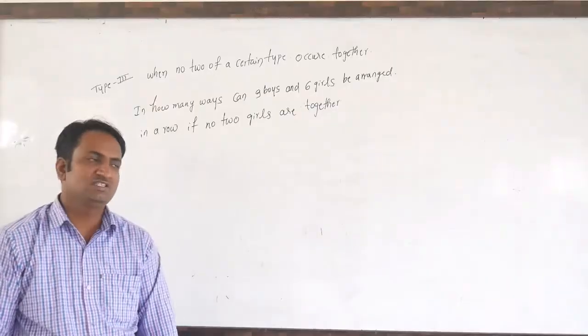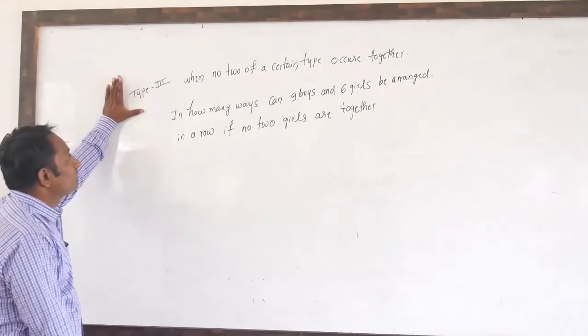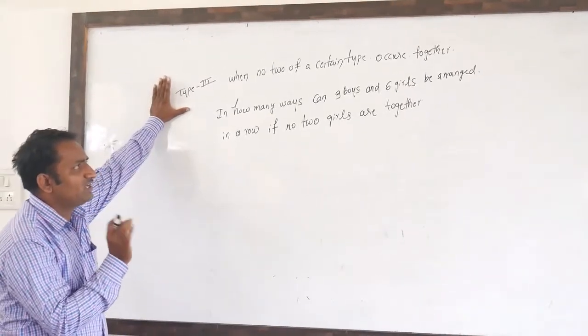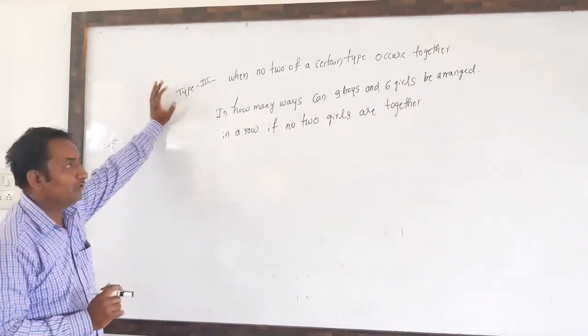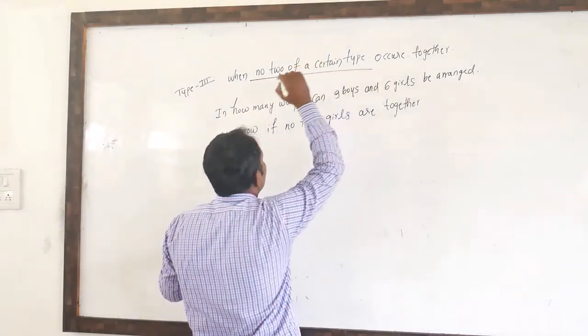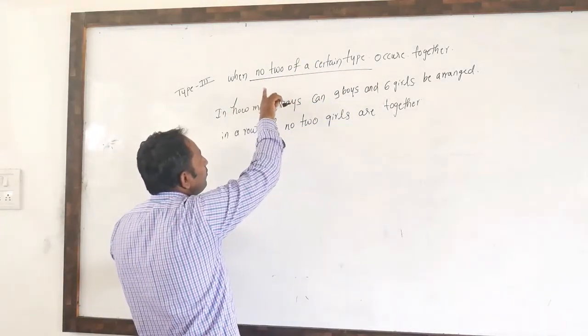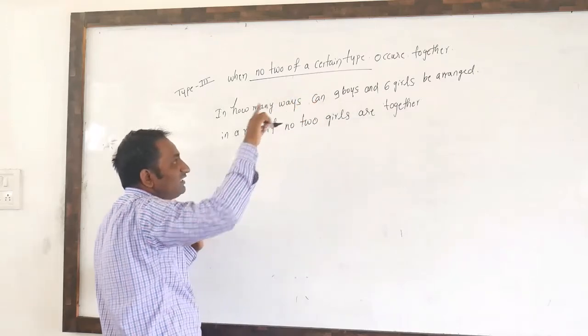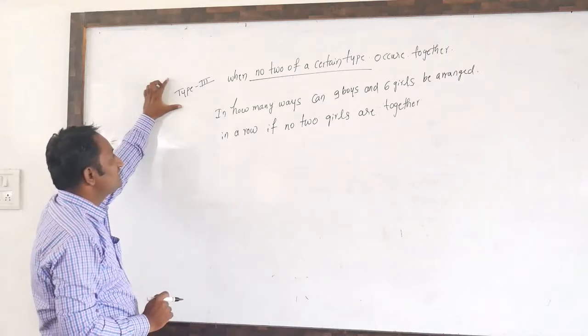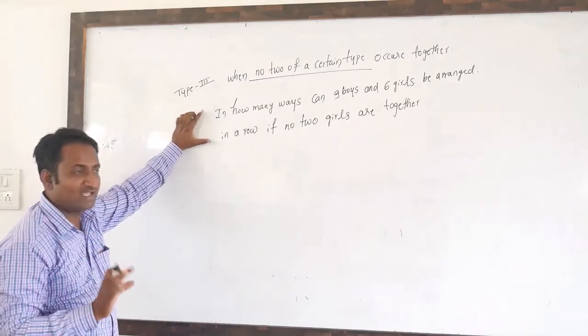Here, this is the type 3 problem: when no two of a certain type occur together. On the basis of this concept, we can take one example.